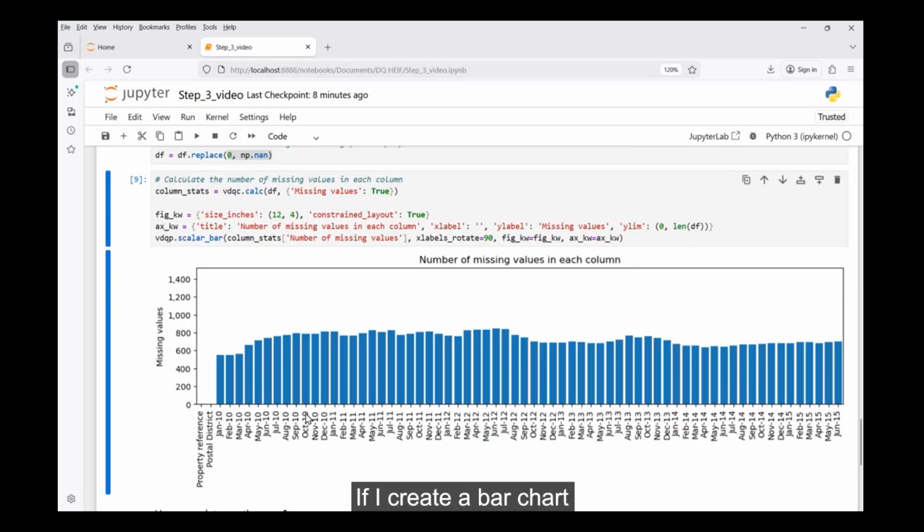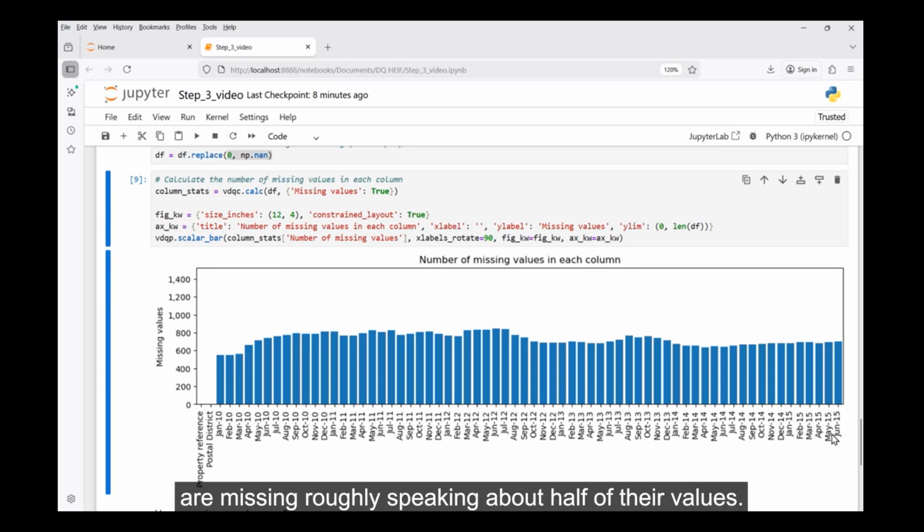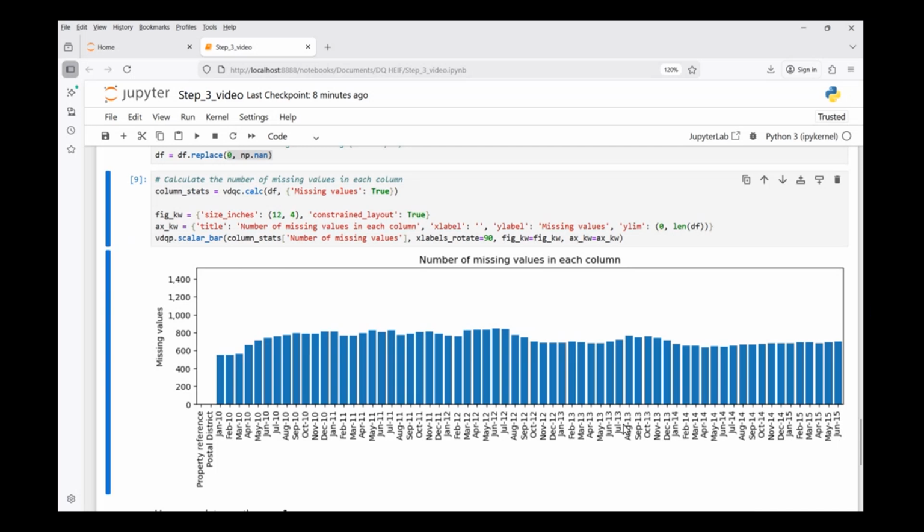If I create a bar chart showing the number of missing values in each column, and again the y-axis is sized to be the same as the number of records in the dataset, I see that property reference and postal district are complete, but all of the year-month columns are missing, roughly speaking, about half of their values.